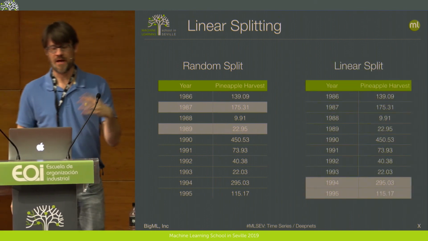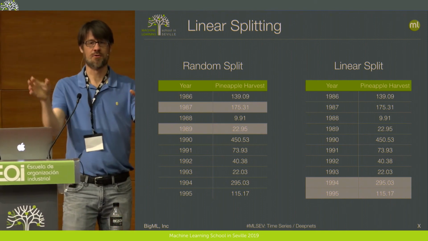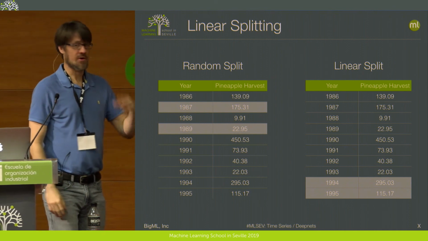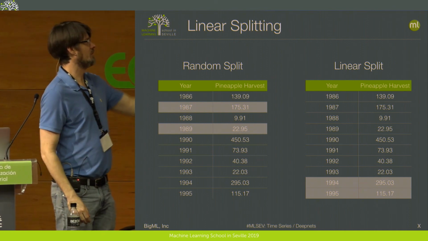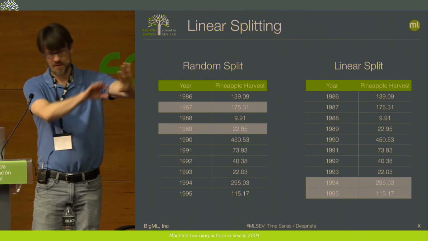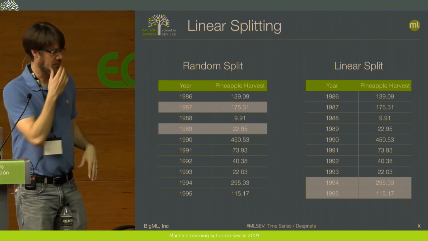And so we have to do this linear split thing, and these are both first-class options in the interface. When you go to do a split, you get to pick whether it's a random split or a linear split. And when you're evaluating data that has this time series component, you always want to make sure you're doing this linear split. You're training on data from the past and testing on data from the future. Otherwise, you won't get the right performance numbers.